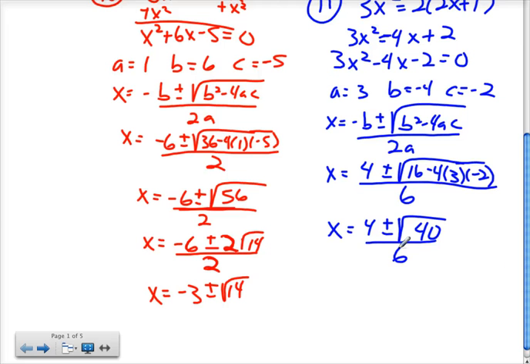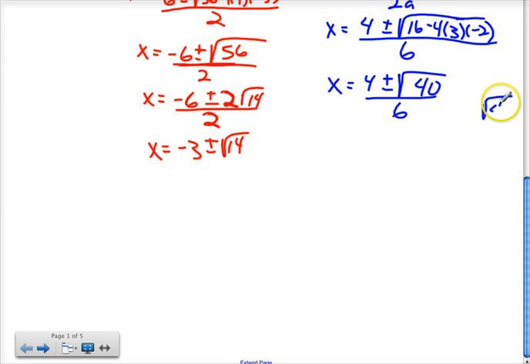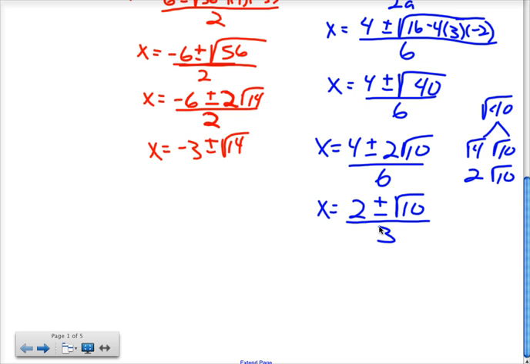And then the square root of 40 we can simplify. Square root of 40, we've got that 4 that goes in there again. So square root of 40, square root of 4, square root of 10. So 2 square roots of 10. X equals 4 plus or minus 2 square roots of 10 over 6. Check out your 3 integers. They are all reducible by 2. So 4 divided by 2 is 2. 2 divided by 2 is 1. So that will be 1 square root of 10. And then 6 divided by 2 is 3. So that will be 2 plus or minus the square root of 10 all over 3. And again, those are 2 separate solutions.